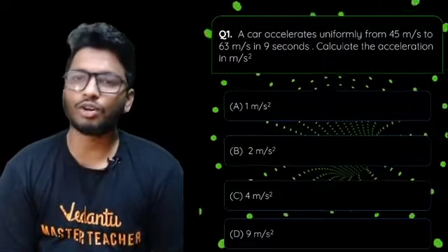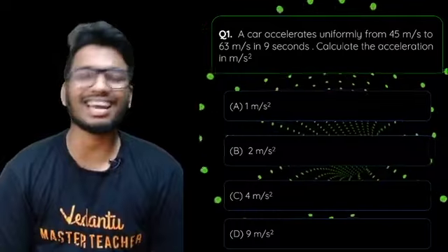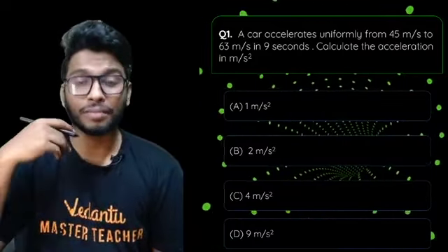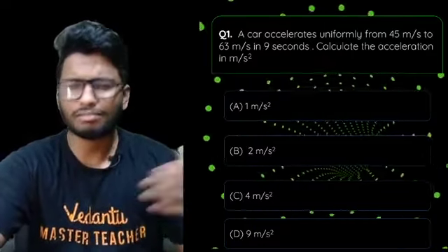A car accelerates uniformly from 45 meter per second to 63 meter per second in 9 seconds. Calculate the acceleration in meter per second square. Is it 1 meter per second square, 2 meter per second square, 4 meter per second square, or 9 meter per second square? Pretty simple.